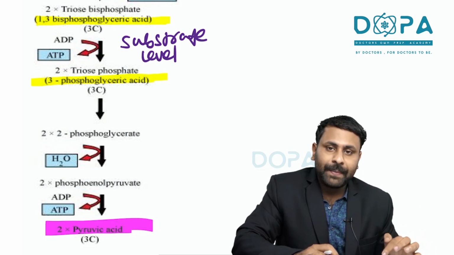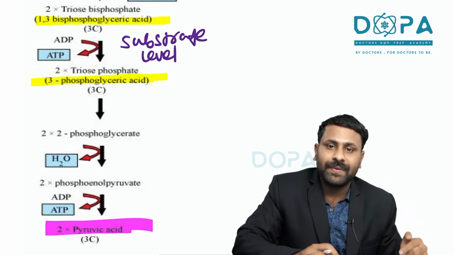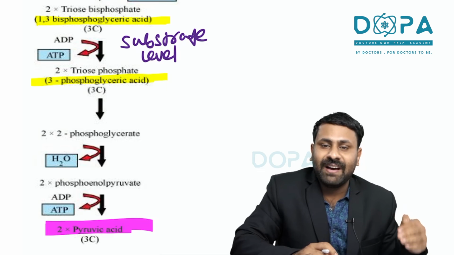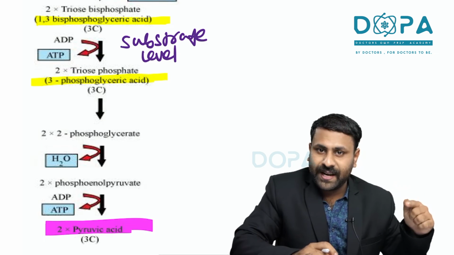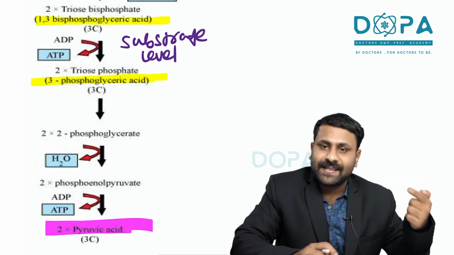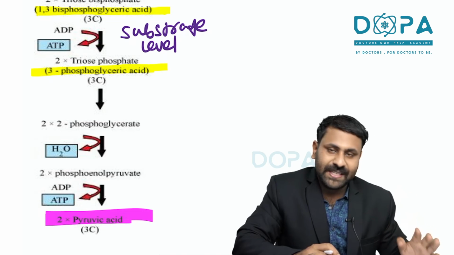How? 1,3-BPGA provides 1 phosphate group to ADP. As a result, ATP will be synthesized. This kind of ATP synthesis is called substrate level phosphorylation. The substrate 1,3-BPGA provides 1 phosphate group to ADP, ATP is synthesized, and the product is 3-PGA.